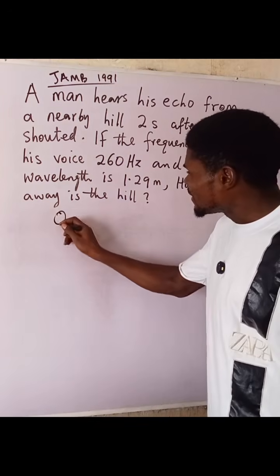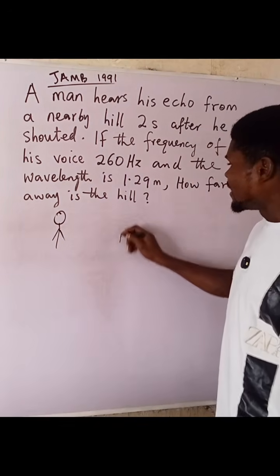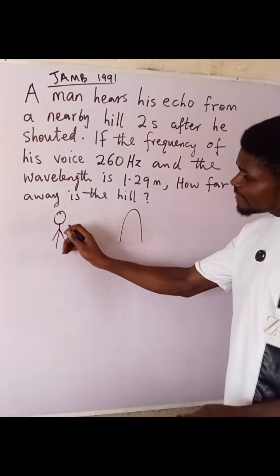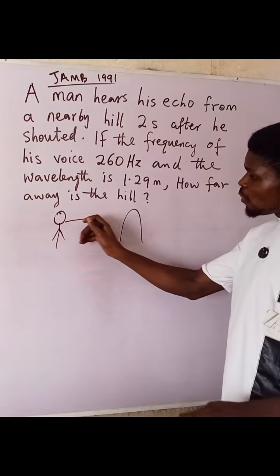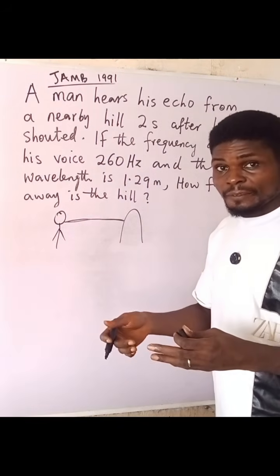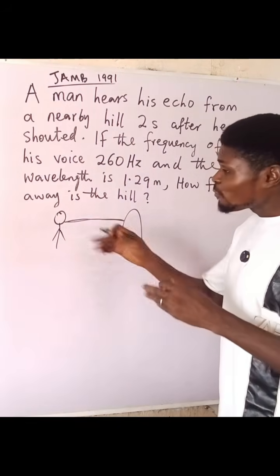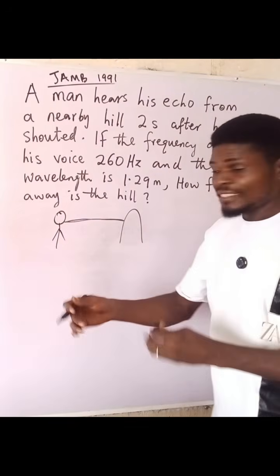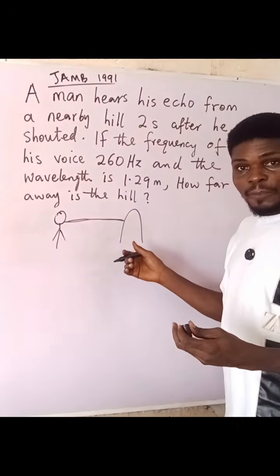Let's say that this is the man, and this is the hill. Remember that the sound from this man will first of all hit the hill and come back to the man for the man to hear the sound again, isn't it? That means the sound will travel twice the distance separating the man and the hill.